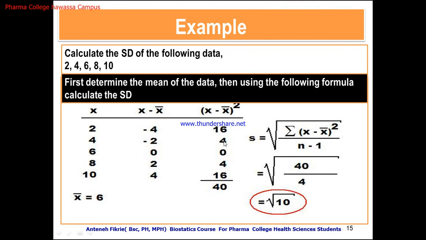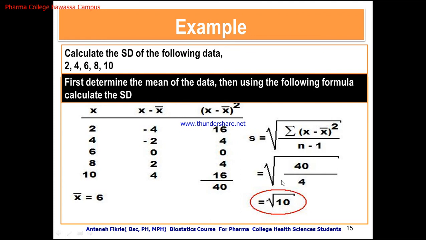Good. So add these up. This symbol indicates the summation. When we add these numbers, we obtain 40. Then 40 divided by n minus 1, the degree of freedom. Here the sample size is 5, and 5 minus 1 is 4. So 40 divided by 4 is 10. The square root of 10 is the sample standard deviation.